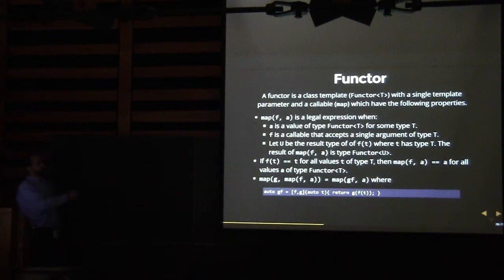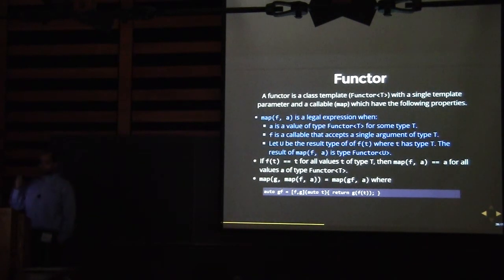A functor is a class template with a single template parameter and a callable map, which have the following properties. Now I'm going to go through these properties. These are very specific in the language, and then I'm going to give you some intuition for them. So you call map with f, where f is a callable that accepts a single argument of type T, and a is a functor with T as a template parameter. The result type of f applied to a value of type T, let's call that result type U. So the result of the map is a functor of type U.